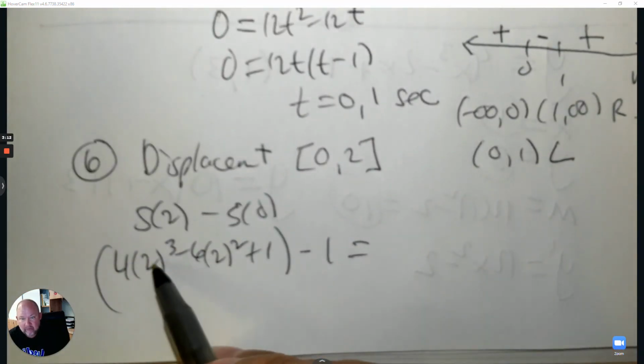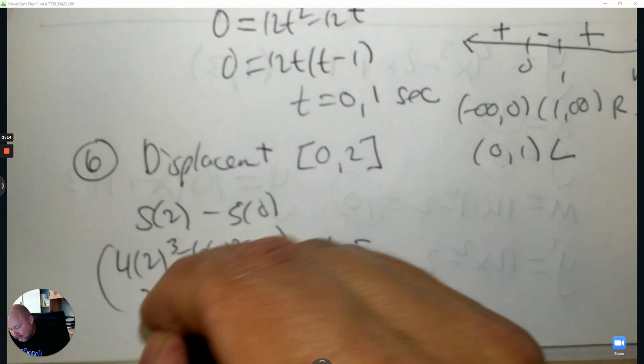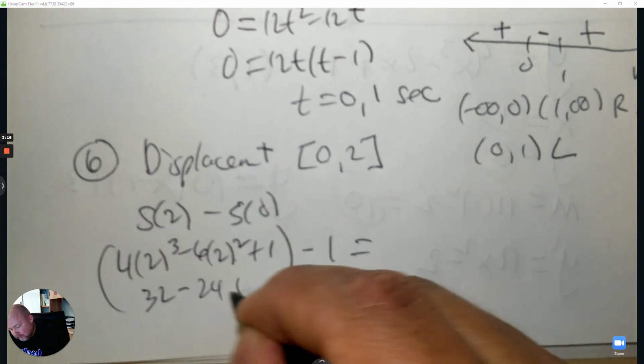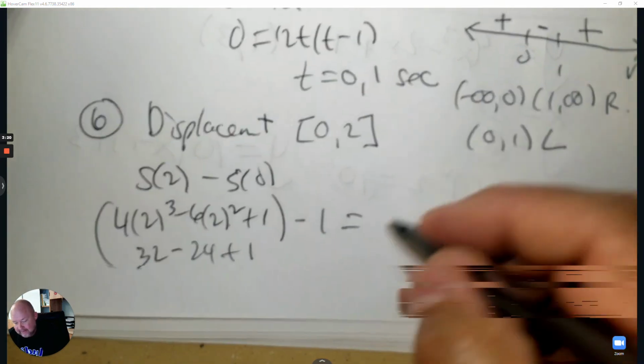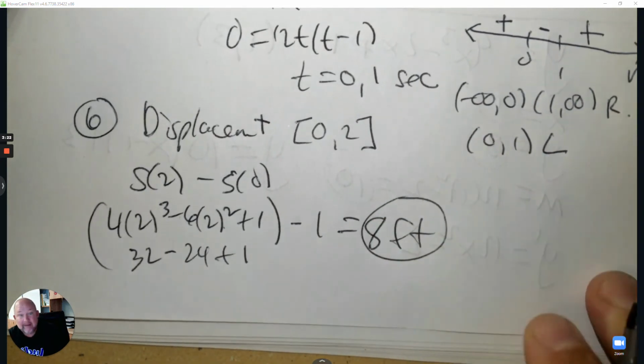So this is 32 take away 24 plus 1. So that's 33 take away 24. That's 9 take away 1. So the answer here is, I think, 8 feet.